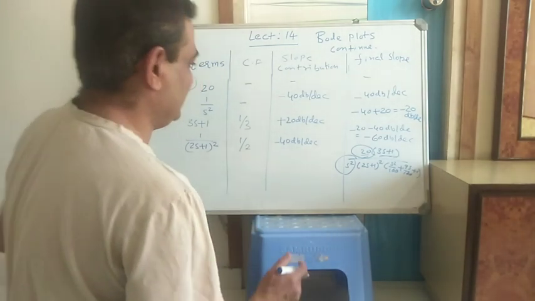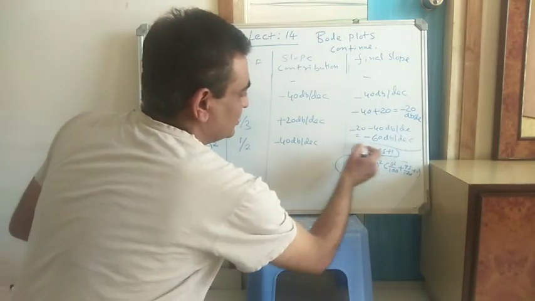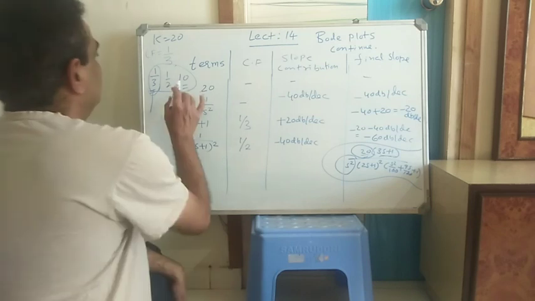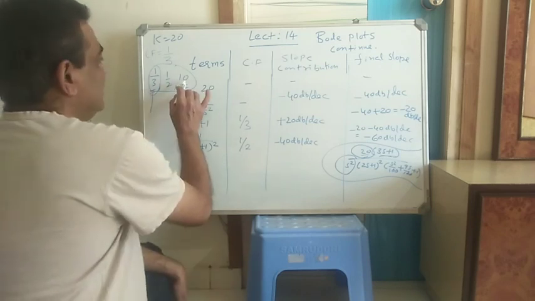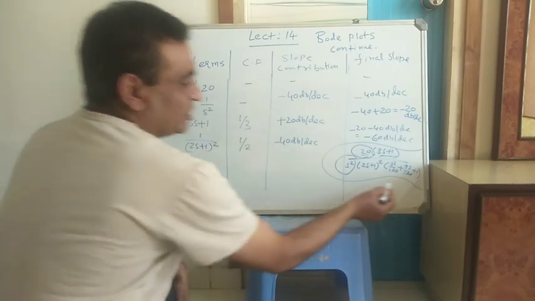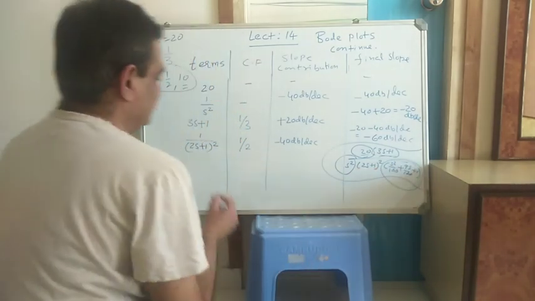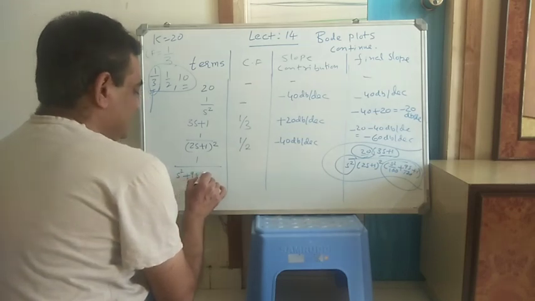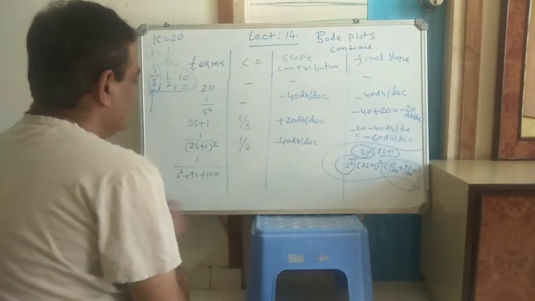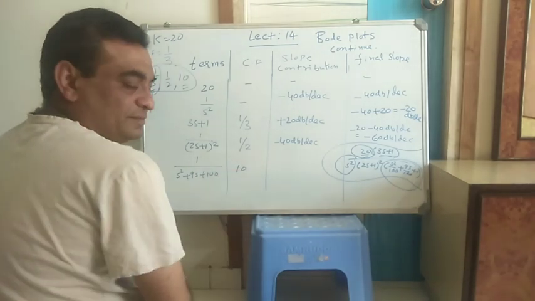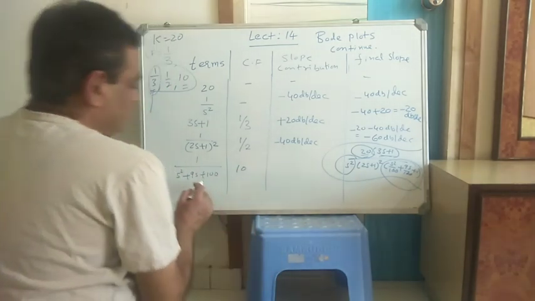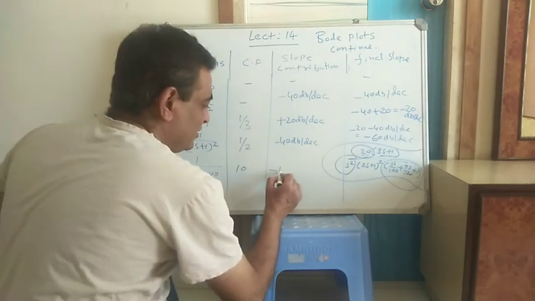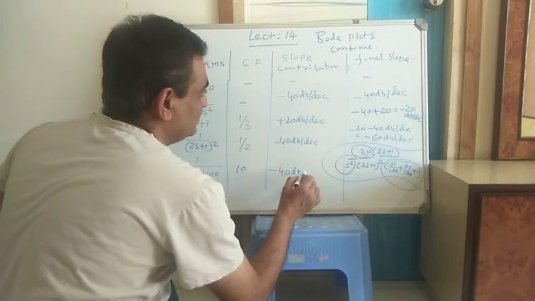Please ignore this term, this space. Then the next corner frequency is 10. 10 is contributing from which term? From this term, the second order term, s square plus 9s plus 100. The corner frequency is 10. It is the second order term in the denominator. So slope contribution would be minus 40 dB per decade.